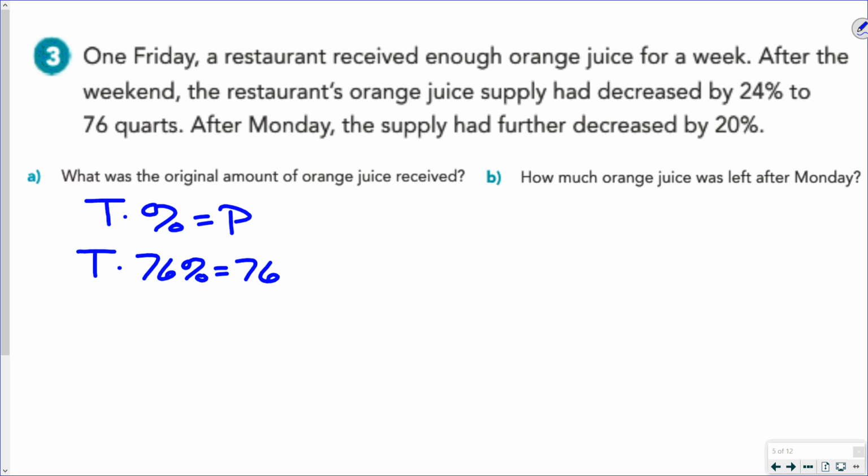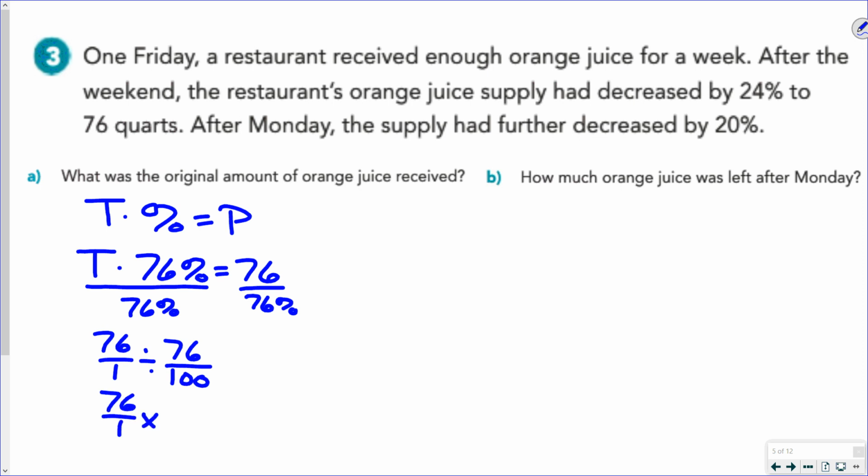I can only imagine what our total is going to be. Once again, divide both sides by 76%. So that would be 76 over 1 divided by 76 over 100. Keep, times, turn. The 76's cancel out, and you would get 100 quarts.